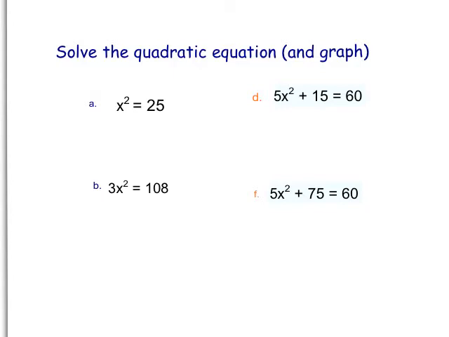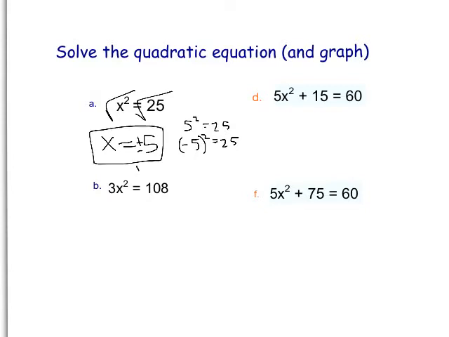x squared equals 25. Undo the square on the x by doing the square root on both sides, and you get x equals 5. This is the first time you'll see something with a symbol that looks like a plus and minus. The reason we do that is because positive 5 squared equals 25 and negative 5 squared equals 25. So both answers are technically solutions. We say x equals positive or negative 5.